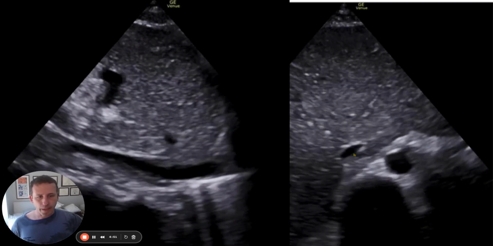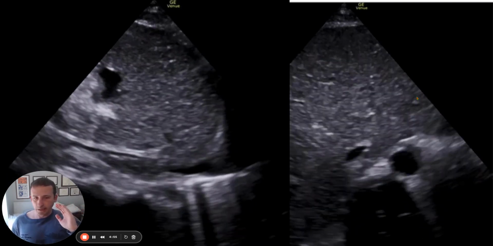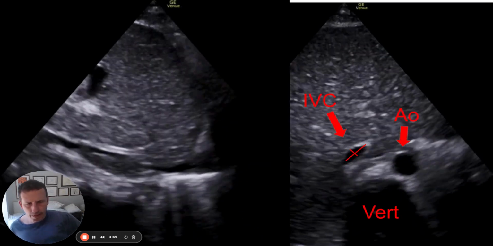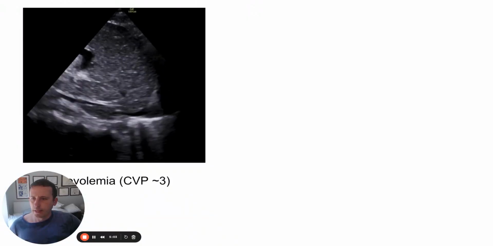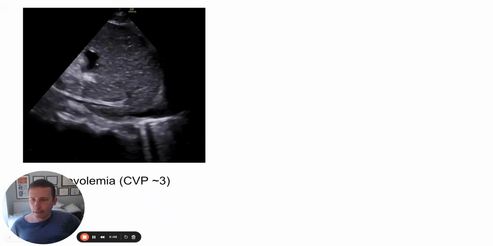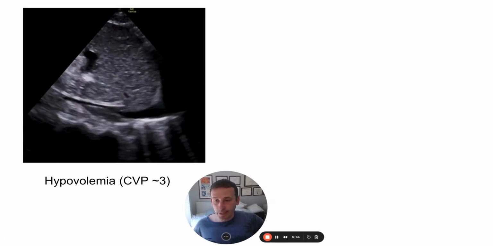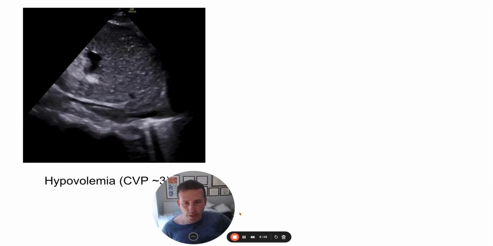We've got that IVC looks very elliptical. That short diameter is much less than half of that long diameter. Here you can see the comparison of those two. So again, low volume state or hypovolemia, we've got a CVP of around 3. The IVC is much less than 2 centimeters in diameter, and it's completely collapsing with each respiration.